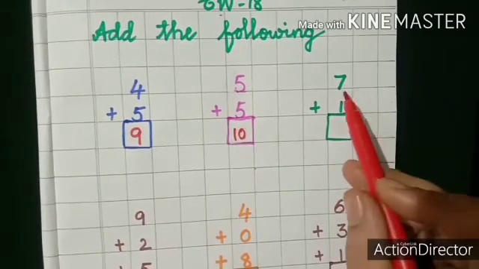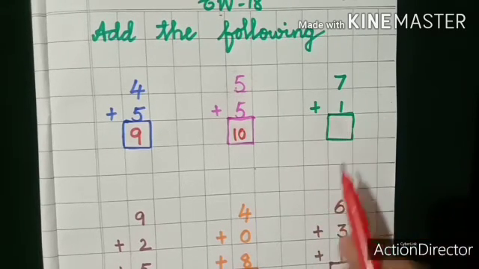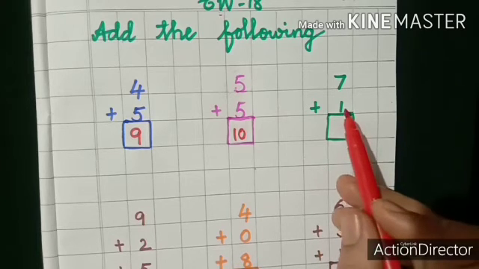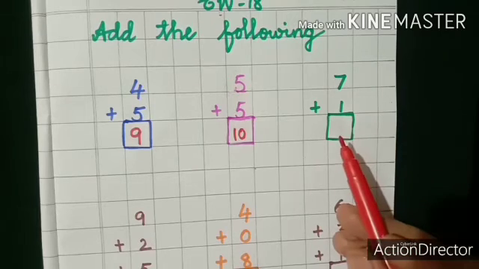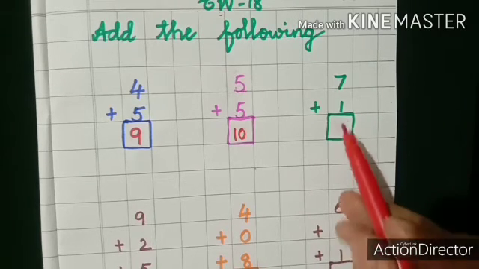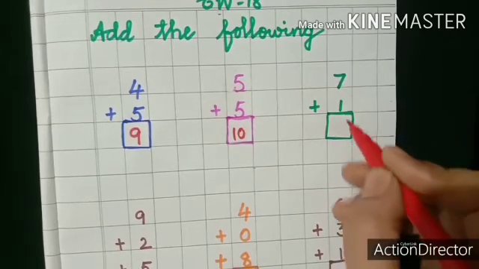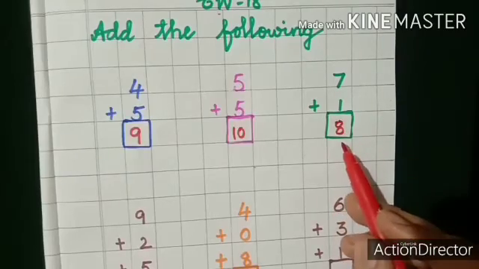Here we have 7 plus 1. What will be the sum of 7 plus 1? The second property of addition tells us when we add 1 to any number, we get the next number. What comes after 7? Yes, it is 8. 7 plus 1 is equal to 8. 8 is the sum.